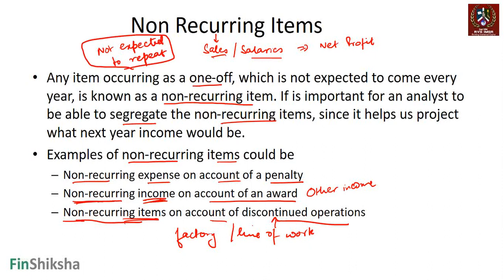It is important for us to segregate the non-recurring items when we are analyzing a company because otherwise this might either reduce the earnings of the company if it is a non-recurring expense, or increase the earnings of a company if it is a non-recurring income. So we have to remove this from our analysis and then decode the data, right?